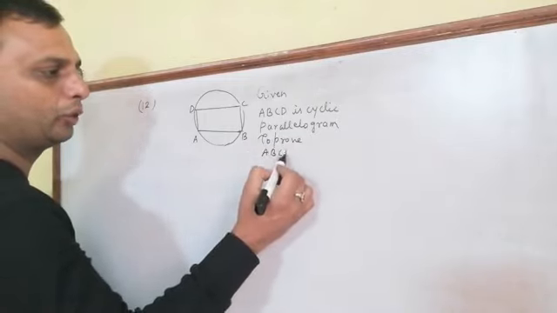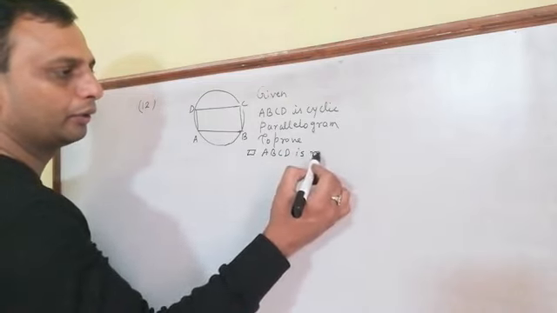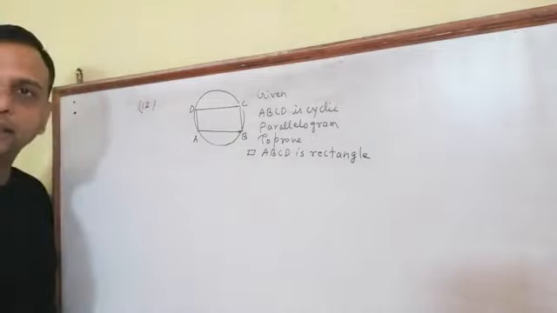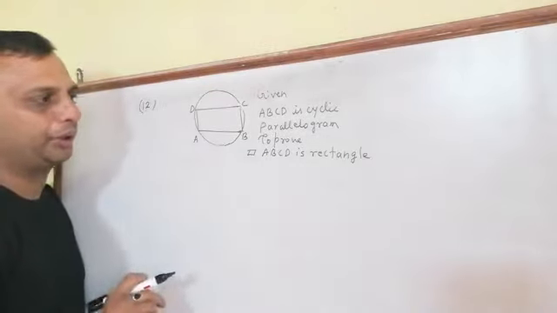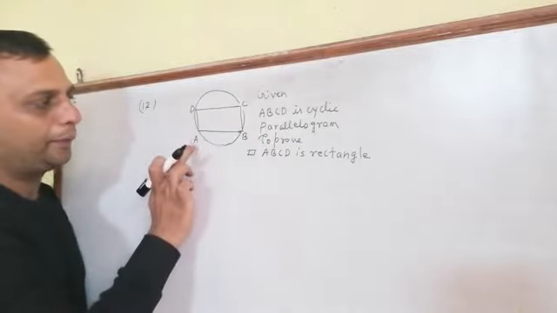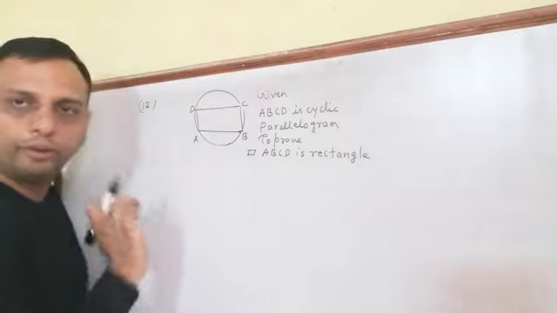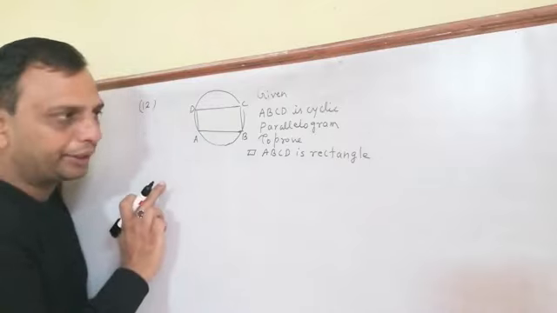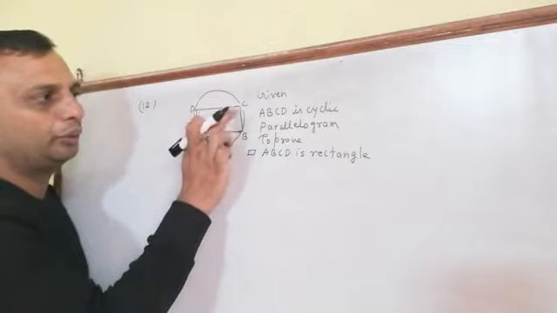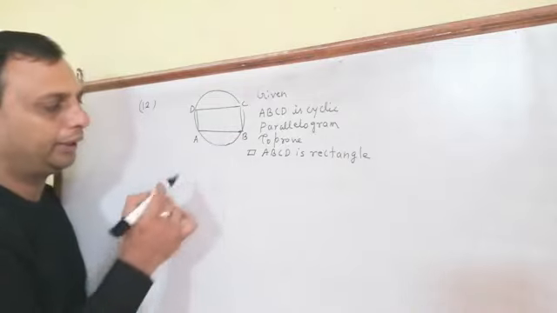prove that quadrilateral ABCD is a rectangle, and to prove rectangle we have to make all angles 90 degrees. Just now we have solved one question. So now this ABCD is cyclic. That means angle A plus angle C will be 180 degrees, and angle B plus angle D will be 180 degrees. This is the property of the cyclic quadrilateral. Then the opposite angles will also be equal. A is equal to C, B is equal to D, because the opposite angles of a parallelogram are equal.